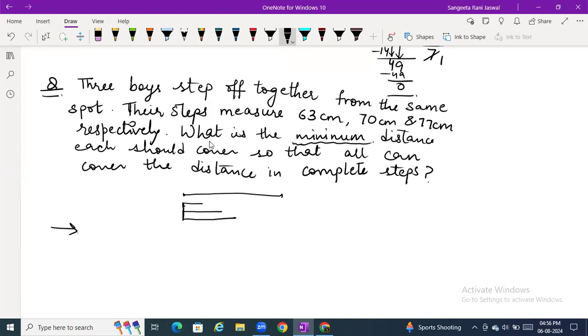Okay, children, I've told you whenever you have words like minimum, least, such kind of words, then you should find the LCM, right? And whenever you have words like highest, maximum, exact, you should find the HCF in those cases.